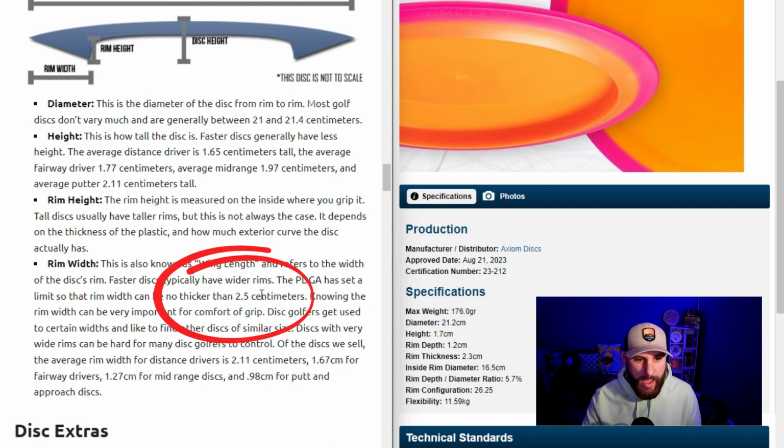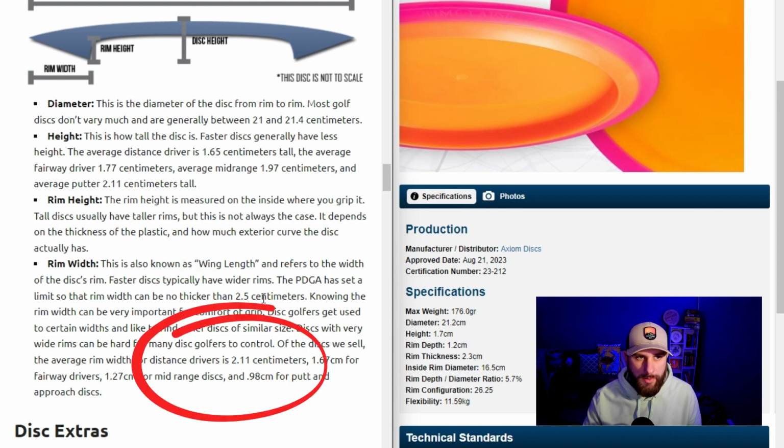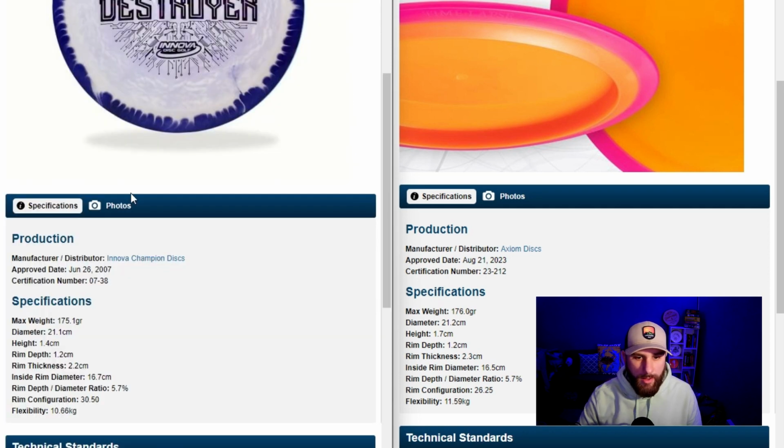And so on average, distance drivers right here is 2.11 centimeters. So if you look at the Destroyer, 2.2, so a little above average, so we know it's a little bit faster. Think about it, the distance drivers range from about 10 to 14. So if 12 speeds right in the middle, so 2.2, but the time lapse is a little bit thicker, so maybe it's a little bit faster of a disc. Well, let's take a look at some more numbers, and let's start from the top down.